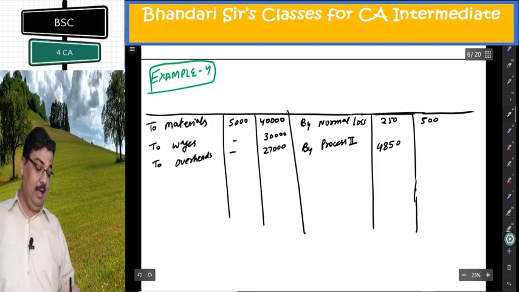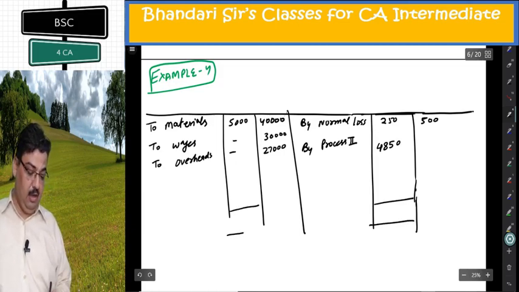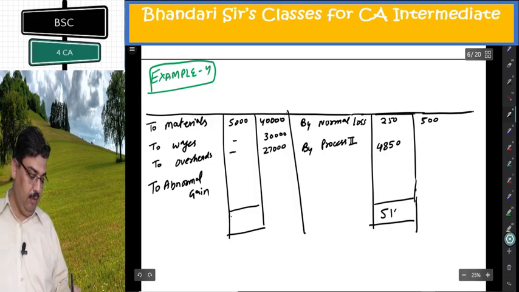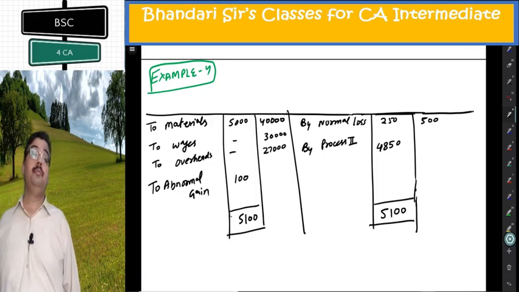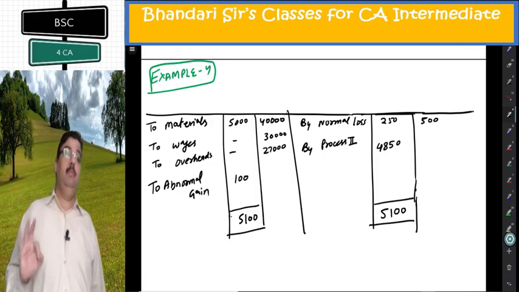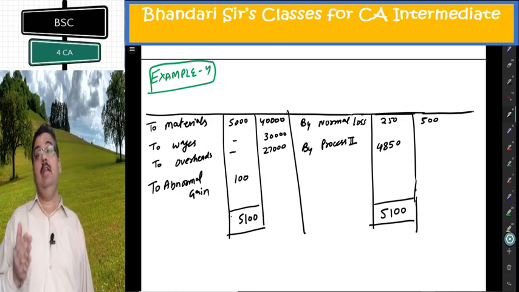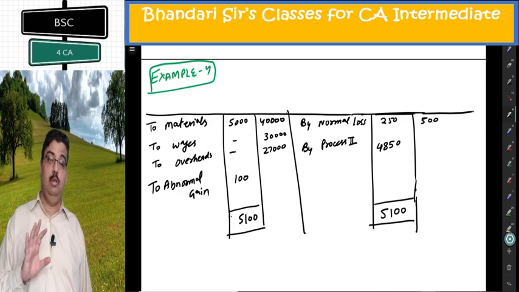Now what does that create? That creates balancing figure on debit side. That is called abnormal gain. Abnormal gain, because total is 5100. If it is 5100, it is 100 units. I told you 3 ways to compute. Easiest, balancing figure in units column. On debit side is gain, credit side is loss.